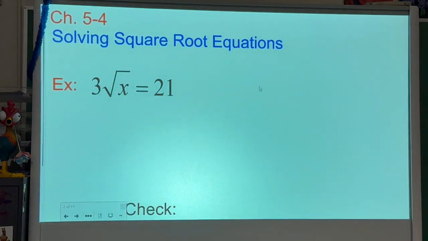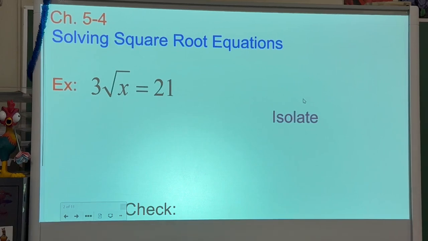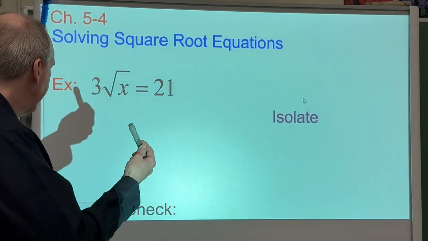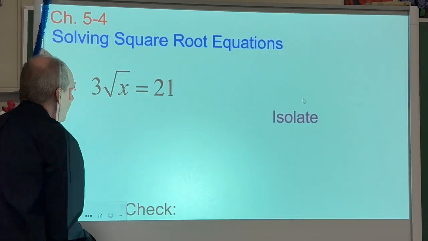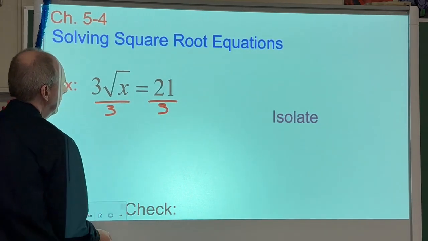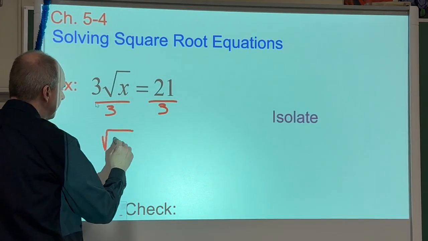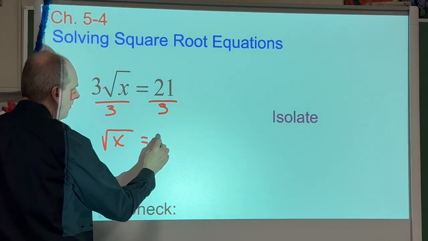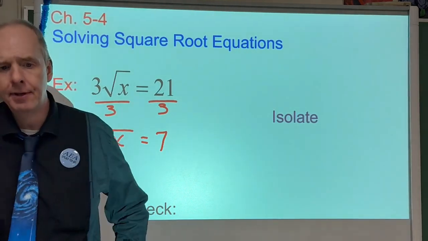But the first thing I'm going to do is I notice that there's a number outside of my square root. So what I want to try and do is isolate that square root. Isolate means put it all by itself. Anything that is outside of the square root goes to the other side. We have 3 times the square root of x. How do you get rid of that? Well, you divide by 3. That will leave me the square root of x equals 21 divided by 3 is 7.